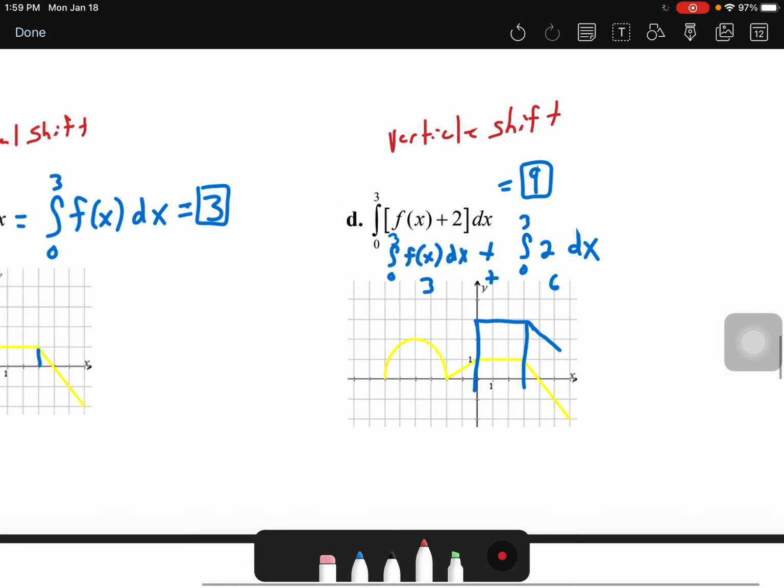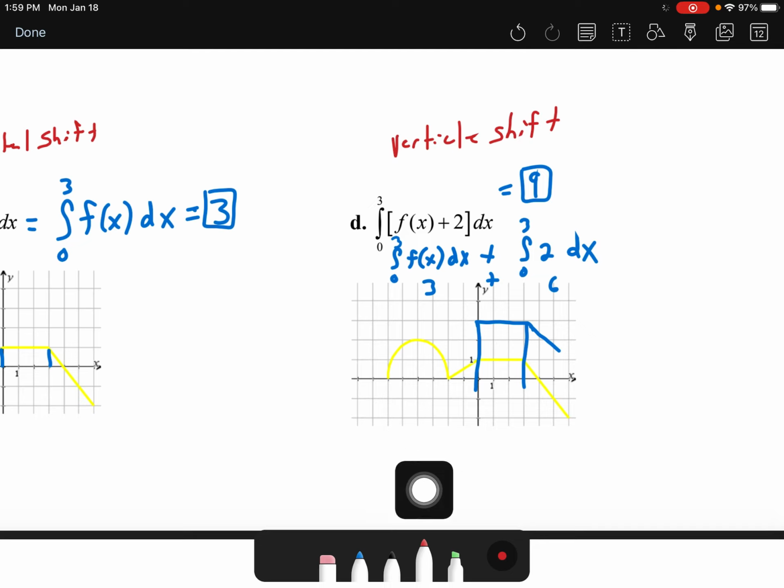Okay, so with the vertical shift, there's a couple ways we can look at this. There's going to be some properties we look at just below this example. But if it's a vertical shift, we're just going up 2 with the whole thing. And so since we're looking from 0 to 3, this rectangle right here, if I were to take that and shift it up 2, I would just have basically a taller rectangle right there.